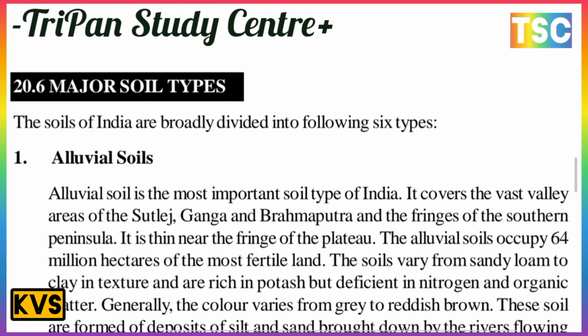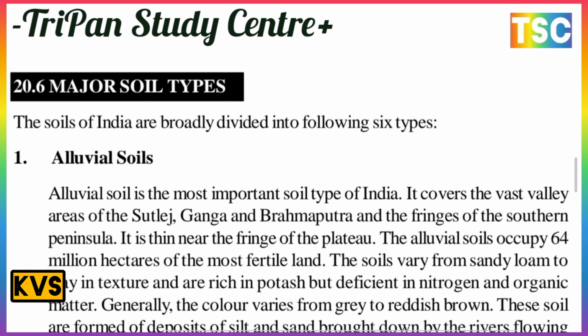Alluvial soil is the most important of the soil types of India. It covers the vast valley area of the Satluj, Ganga, Brahmaputra and fringes of the southern peninsula. It occupies 64 million hectares of the most fertile land.